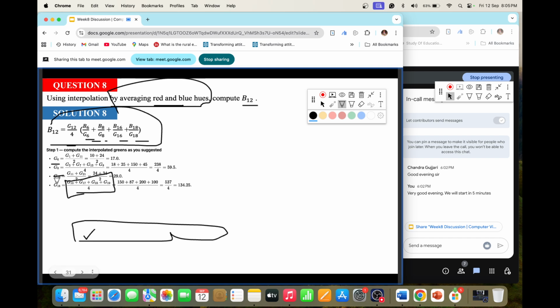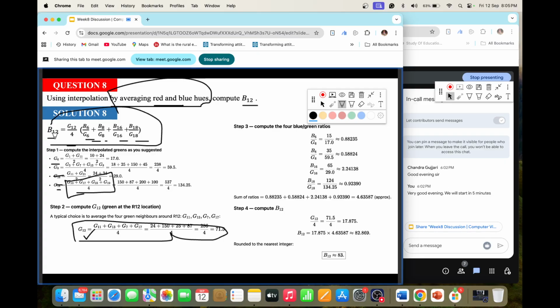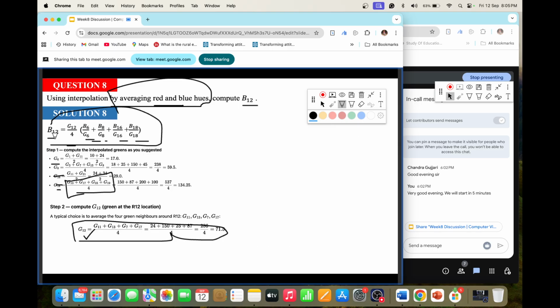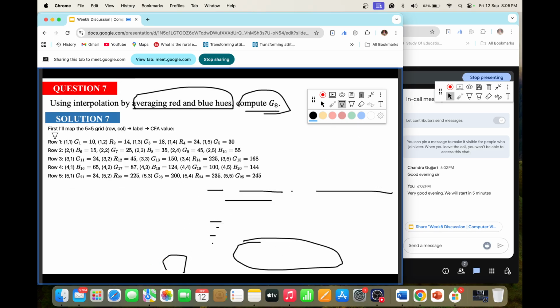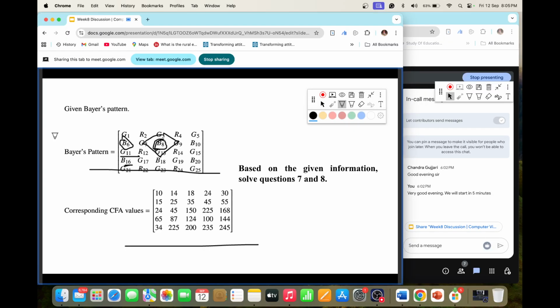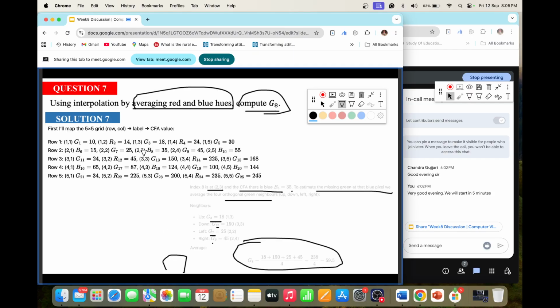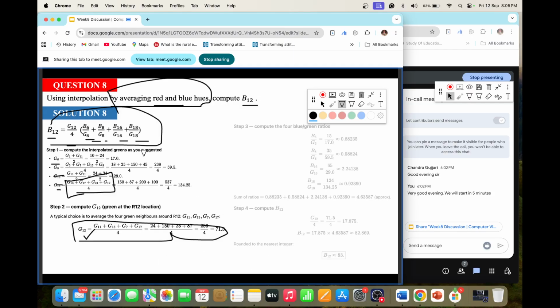So once we have G6, G8, G12, sorry, G16 and G18, and also we have this G12, we can easily calculate this B12 because B6 is given. B6, B8, B16 and B18 are given. Okay, you can check that. These four are given, and the others we have just calculated, and we will put them into this formula, and we will get the answer.